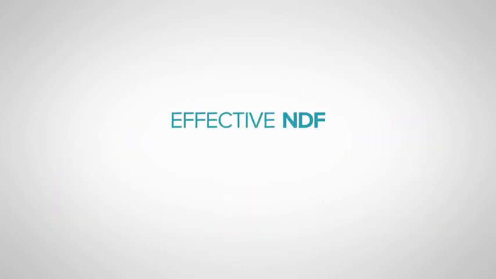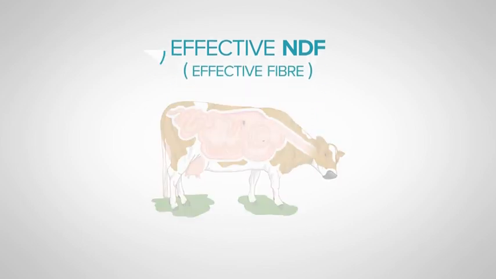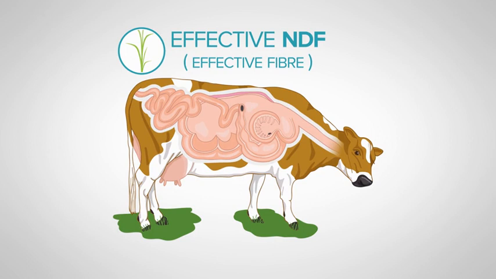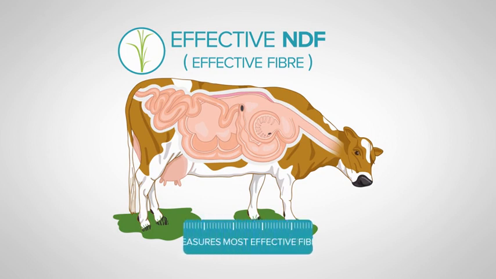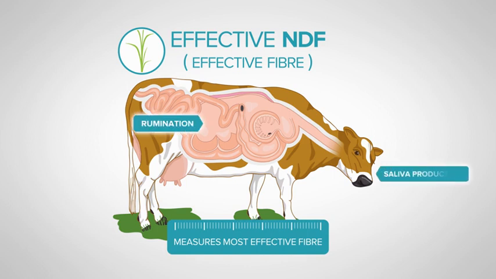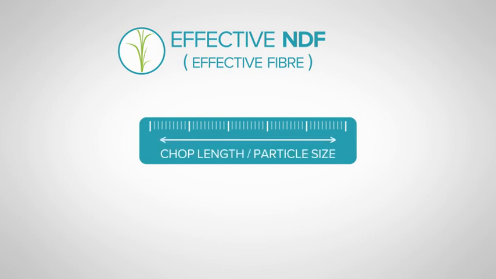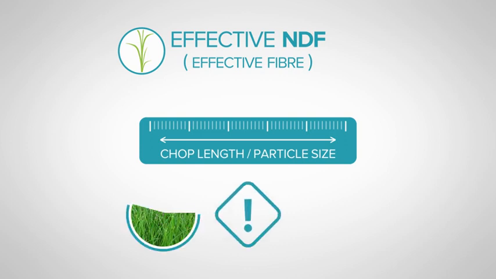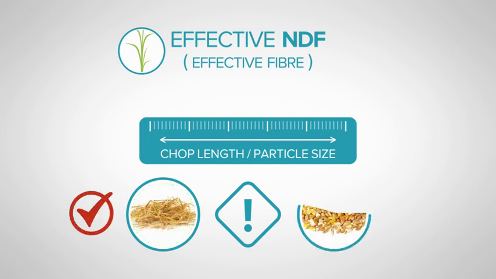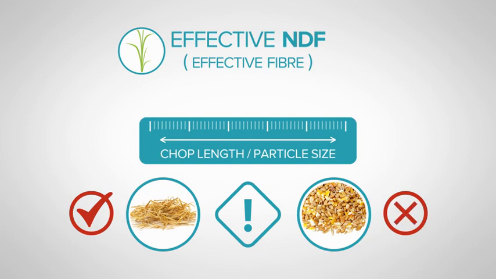Finally, there is effective NDF, or more commonly referred to as effective fibre. Now, fibre is required by the cow for efficient rumen function, and effective fibre measures the fibre that is most effective at stimulating rumination and saliva production. The effective fibre generally relates to the chop length or particle size of the fibre components. Effective fibre is difficult to measure in certain feeds, including pastures. However, feeds such as hay and straw are high in effective fibre, whereas cereal grains are low.